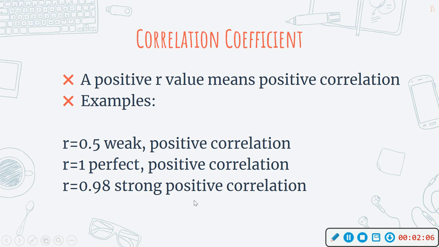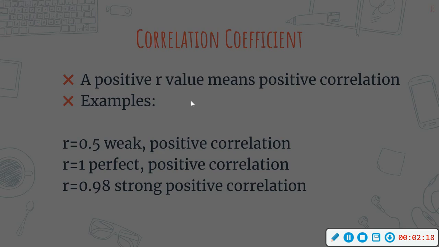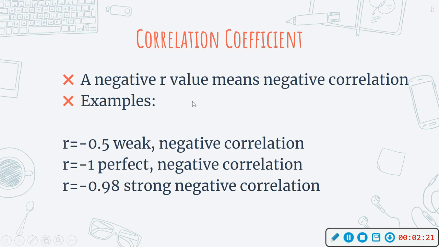Okay, so remember we did two things here. First we looked at the positive or negative. All of these are positive. And then the second thing we did was analyze the numbers. You can categorize them into three things, either weak, perfect, or strong. We're going to do the same thing for the negative numbers now.